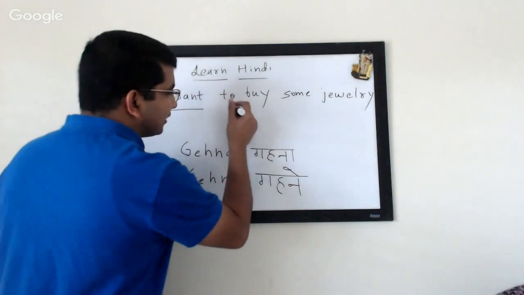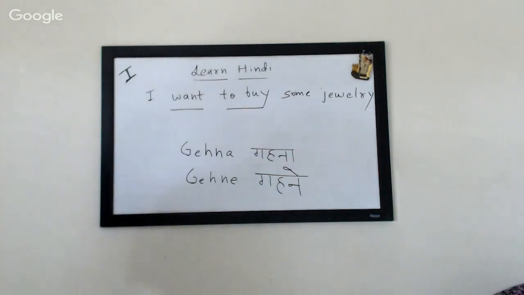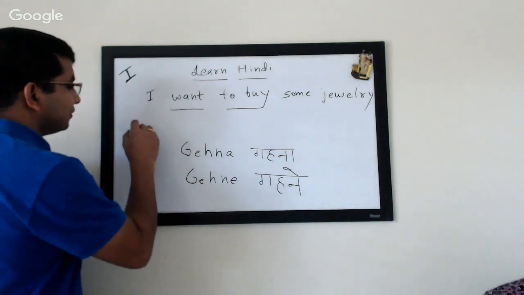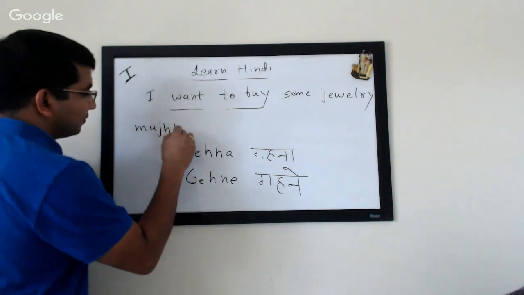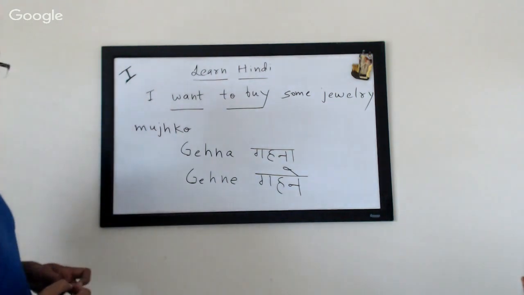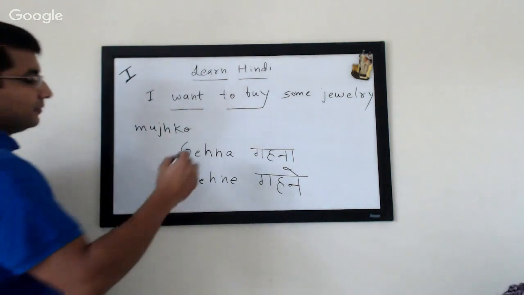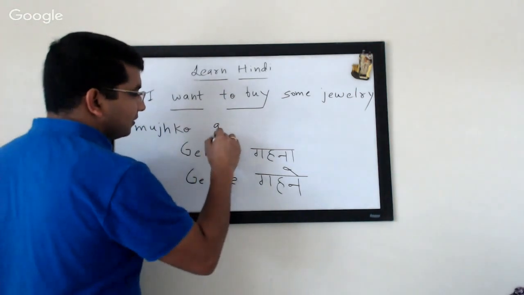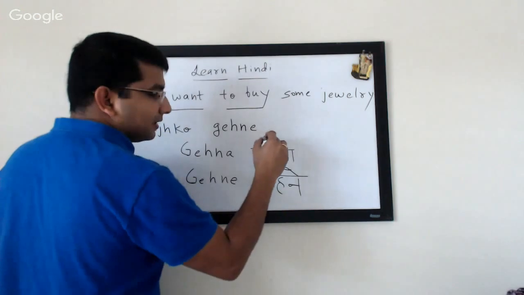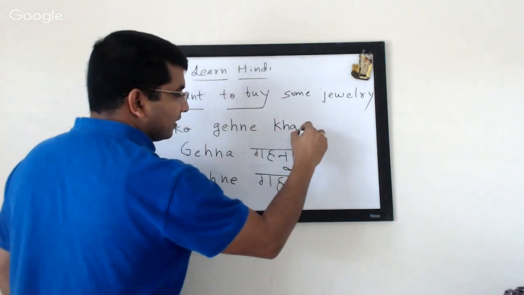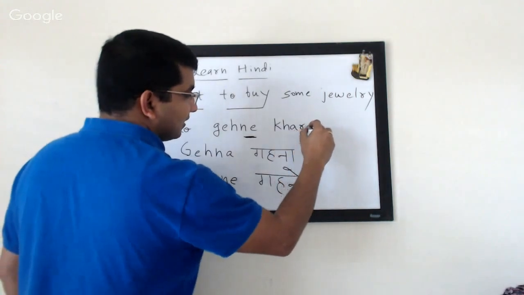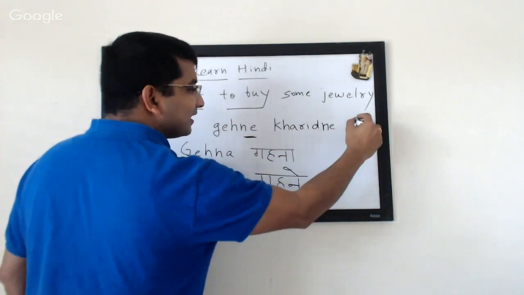And I hope you guys know how to say "to buy." So it'll be मुझको गहने, ओके, मुझको गहने खरीदना है. Okay, it's plural, खरीदने हैं. Very good. मुझको गहने खरीदने हैं.